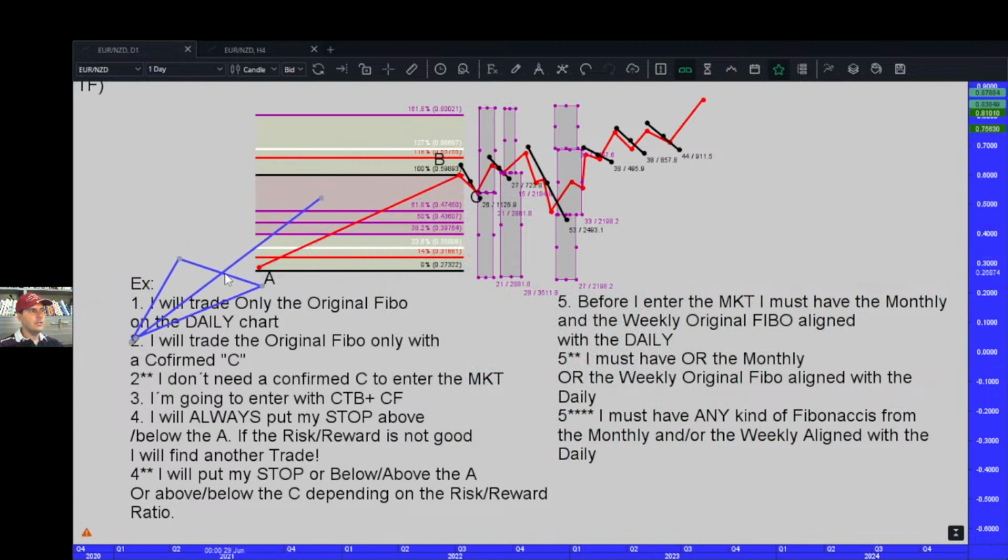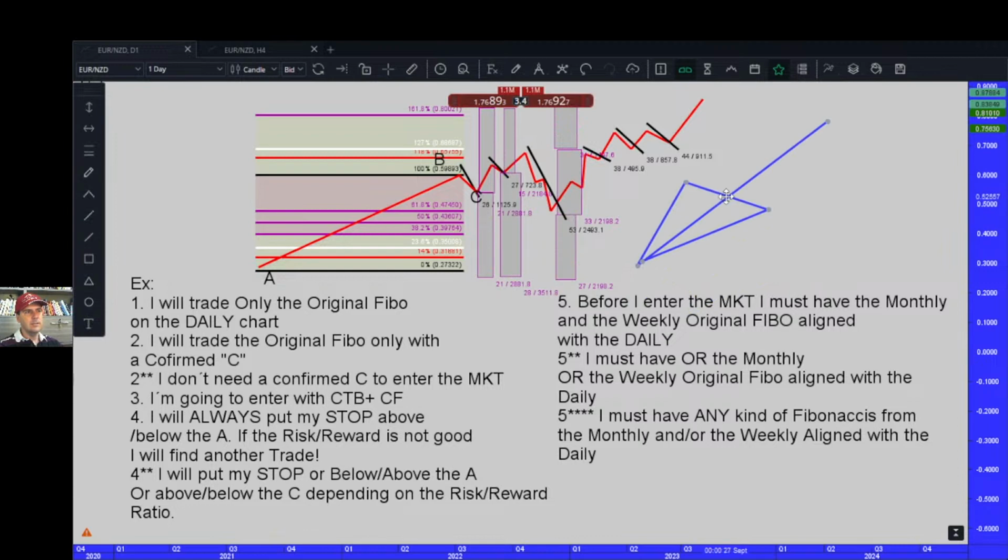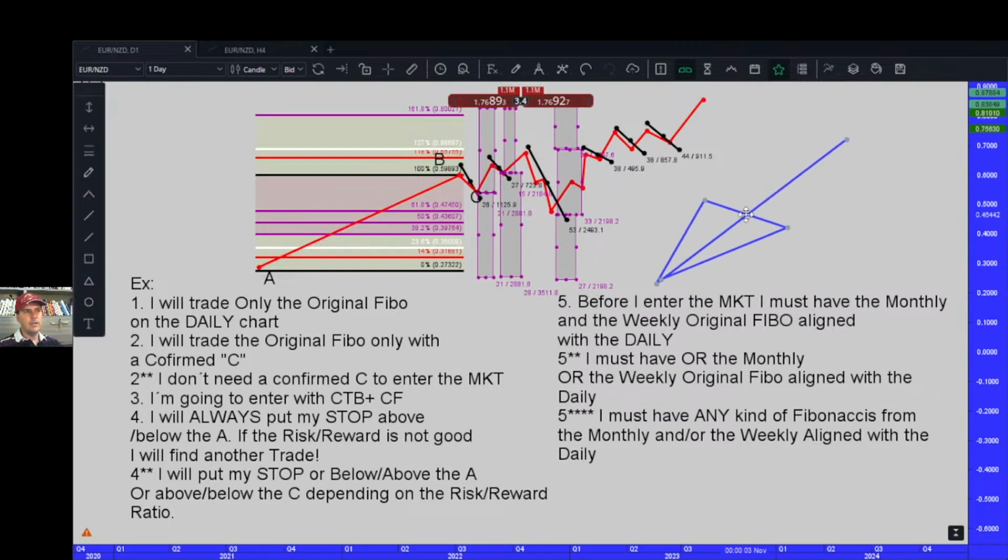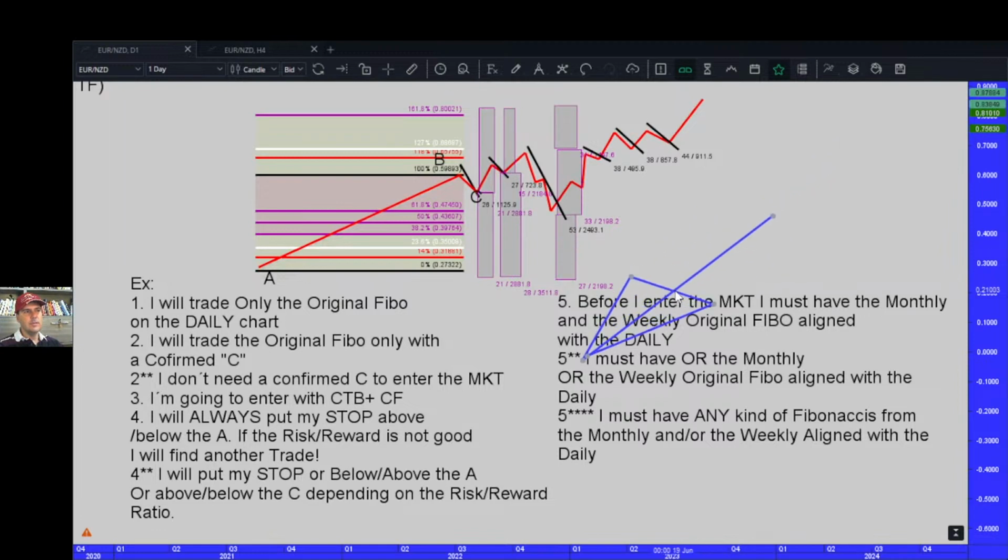I'm going to have 1, 2, 3, 4 as Mattia, and Mattia is going to have, before I enter the market, I must have the monthly and the weekly on the same direction. So Euro New Zealand, no entry. Make sense? Now Ernesto and Broto, they are going to have a different way. I must have or the monthly or the weekly, still original Fibonacci aligned with the daily. No entry on Euro New Zealand.